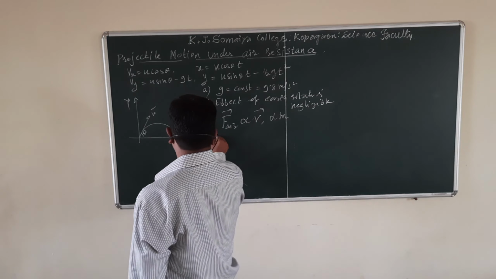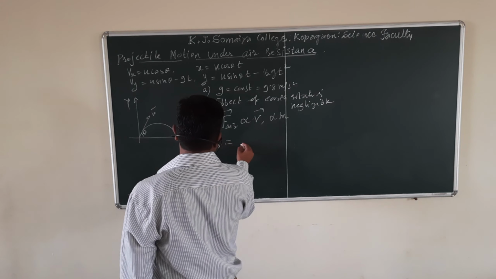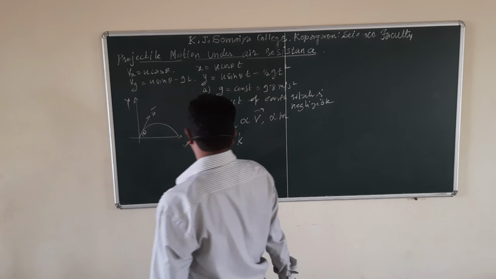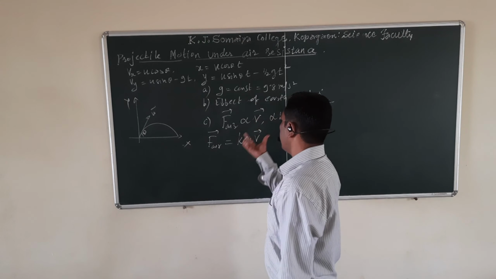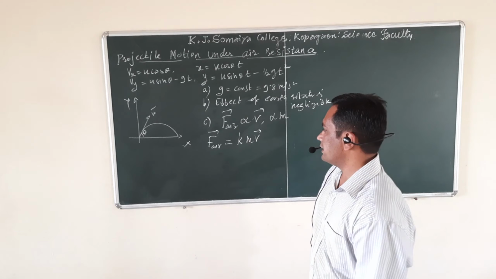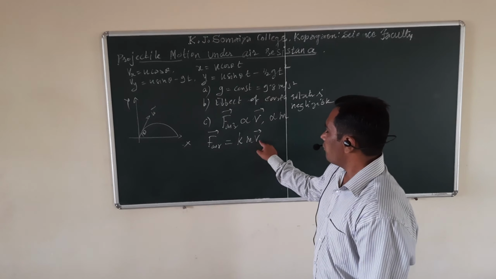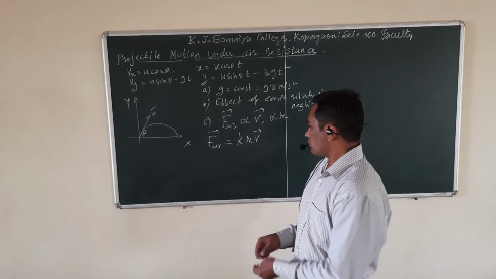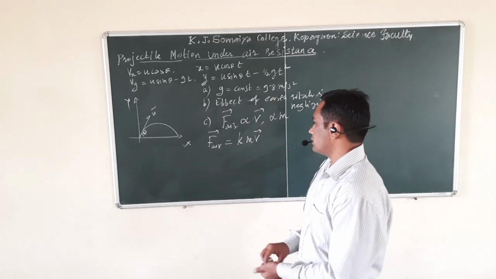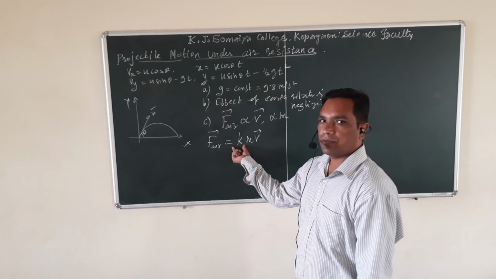So the force of air resistance is equal to some constant k, mass and velocity. We can combine those two, mass and velocity, here. Now velocity and air resistance force are related by a certain constant. This constant is k.